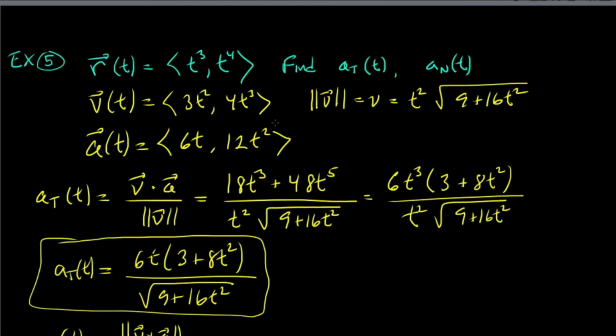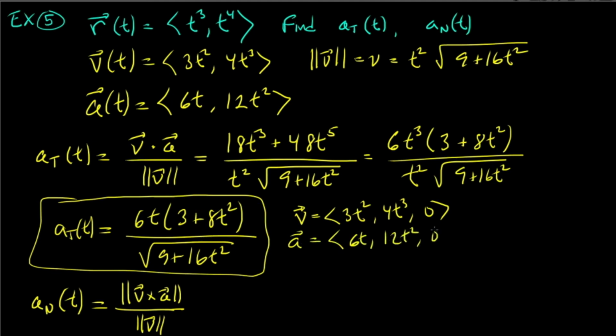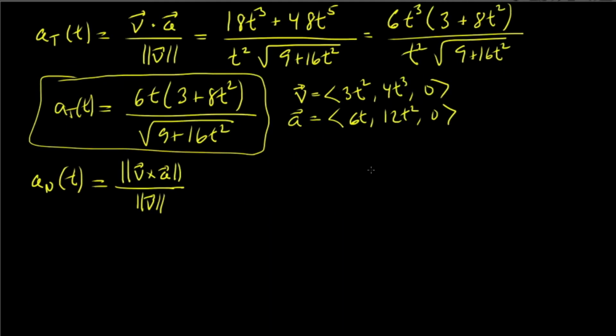So we did the dot product. Now can we do the cross product? So here's the issue: these are vectors in the plane. They don't have a cross product, do they? So unfortunately, we're going to have to invent the third component here. So v is really going to be 3t squared, 4t cubed, 0 for the z component. And a will be 6 times t, 12t squared, and 0 again. Now we can take the cross product.